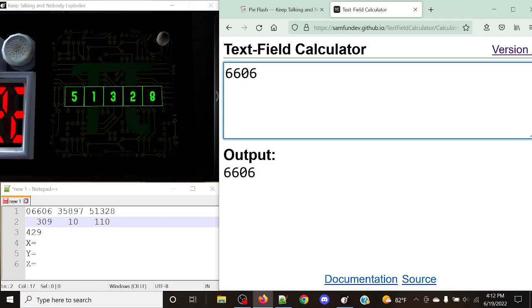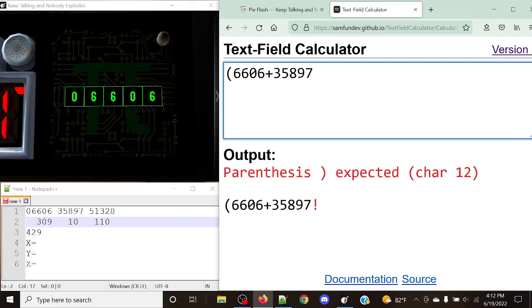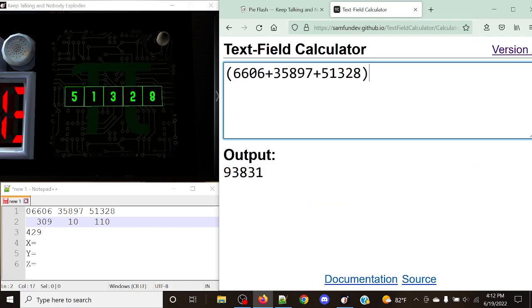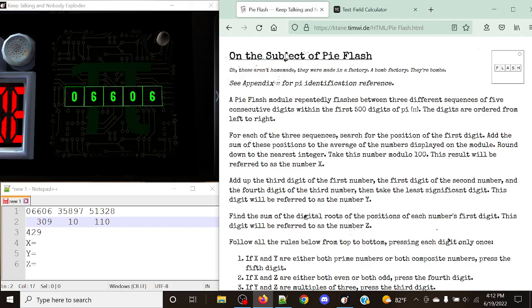So in this case, we're going to do 6606, obviously dropping any leading zeros. I'm also going to put parentheses in front of it, plus 35897 plus 51328. And then now we're going to divide this by 3. And we get this number. Now, if there happens to be a fraction present in this, you would just round down to the nearest integer.